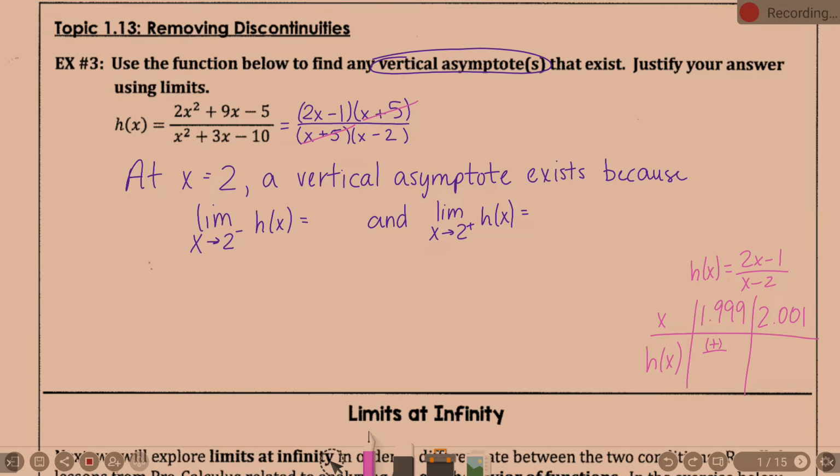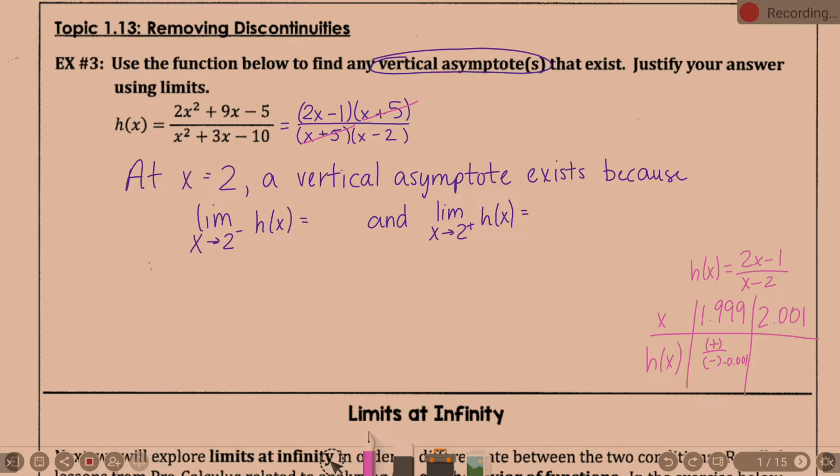On bottom, when I do 1.999 minus 2, what am I going to get there? Negative. We're going to get a negative. And this is going to be a bigger number divided by, specifically this would be negative 0.001.